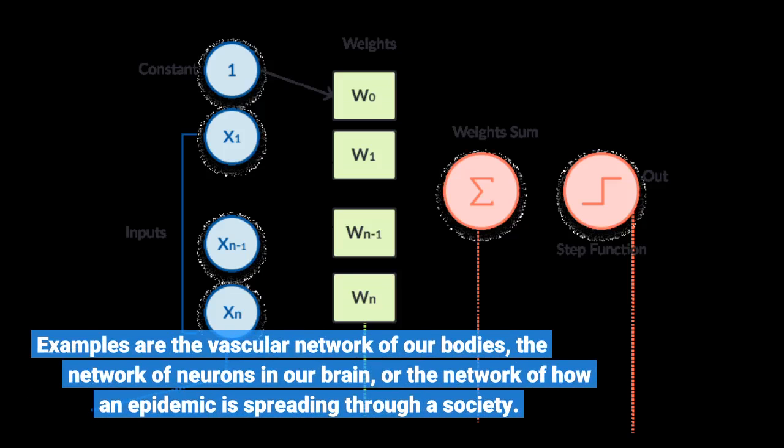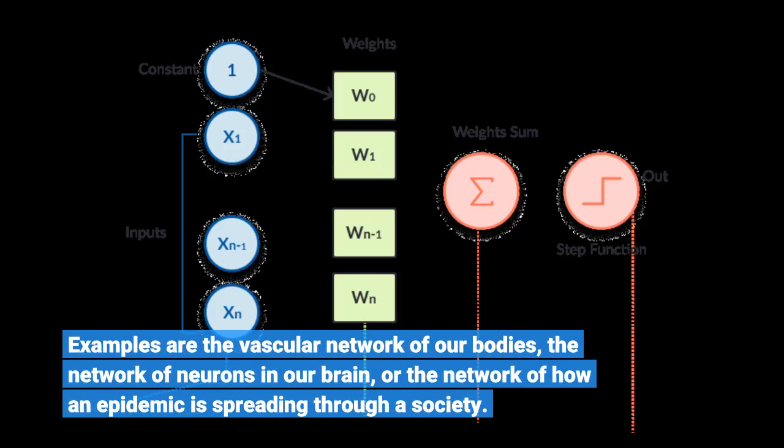Examples are the vascular network of our bodies, the network of neurons in our brain, or the network of how an epidemic is spreading through a society.